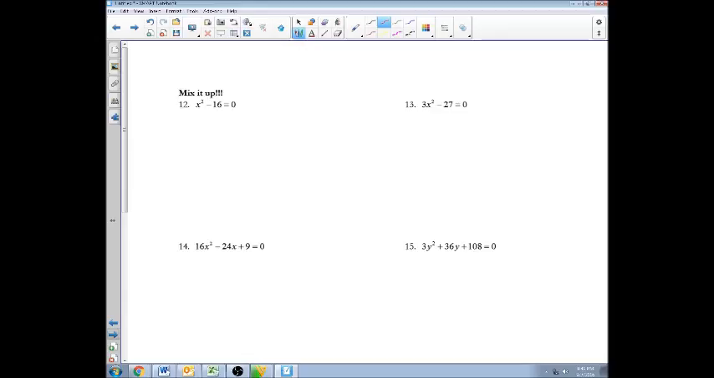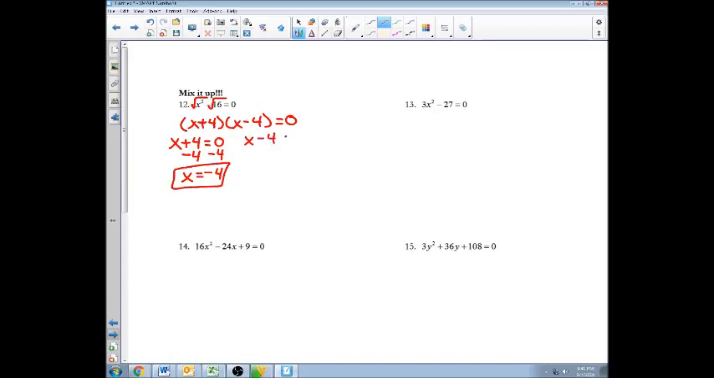I do not, but is x squared a perfect square? Yes, it is. Is 16 a perfect square? Yes, it is. So I can take the square root of x squared and the square root of 16. This would be x plus 4 times x minus 4, which would equal 0. Use the zero product property. Subtract 4, this would be x equals negative 4.